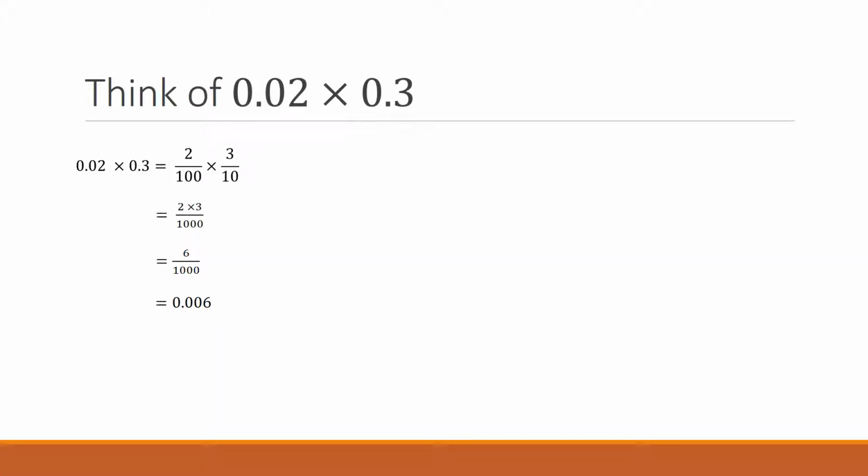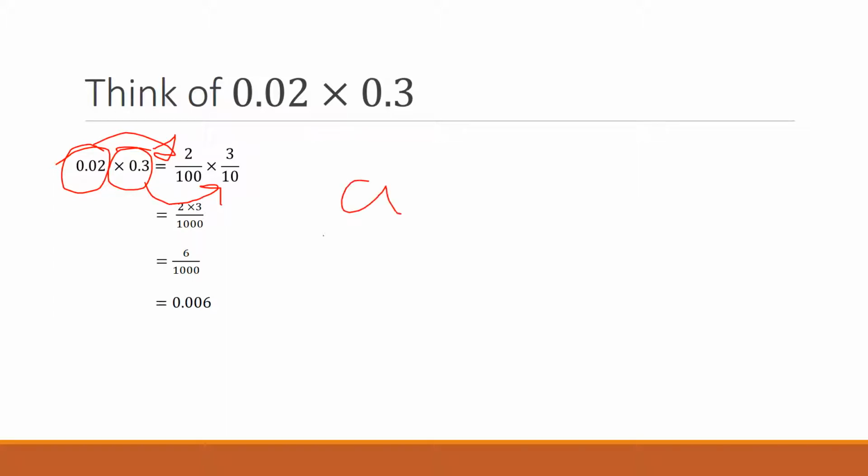Alright, so let's start off with a nice easy one. Let's think of 0.02 times 0.3. Now 0.02 is the same as 2 over 100 because 0.02 is 2 hundredths. 0.3 is the same as 3 tenths. So that's hundredths and tenths with THS on the end.